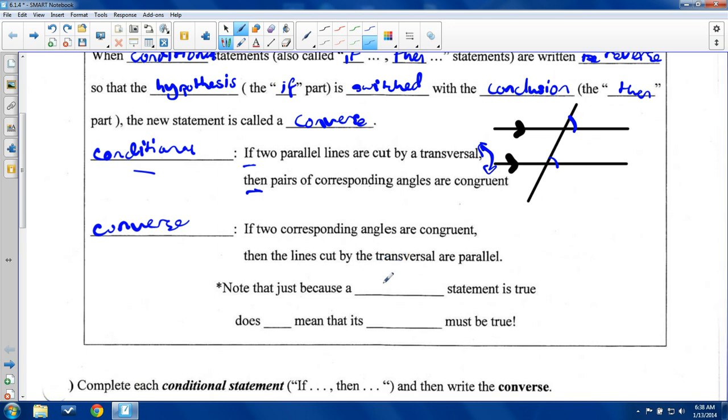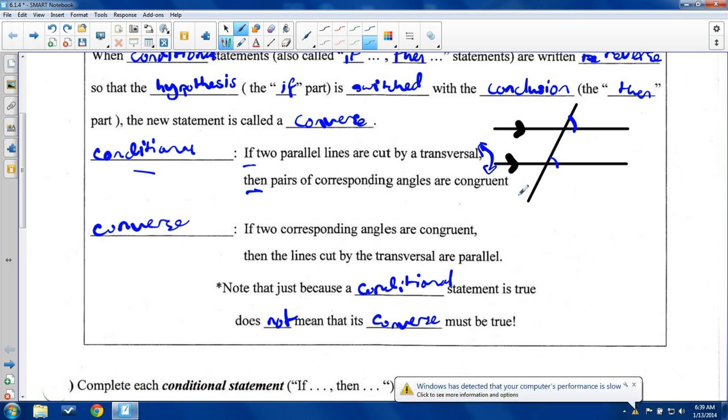Note that just because a conditional statement is true, sorry about the handwriting again, does not mean that its converse must be true. In this case, it is true. Okay, I have 2 congruent angles cut by this transversal. These lines will be parallel. Much the same if I take the converse. If these lines are parallel, I cut it by a transversal, I make 2 corresponding congruent angles. Okay, but it doesn't always mean it's true.